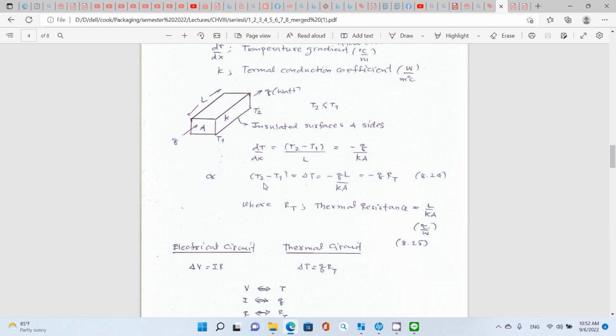And you rearrange the equation. You have delta T, or T2 minus T1, that's going to be equal to negative QL over KA. And for delta T equal to QRT, your RT will simply become L over KA, according to equation 8.24. Okay. And we're going to apply this equation in chapter 8 for heat transfer calculation in terms of thermal resistance network.